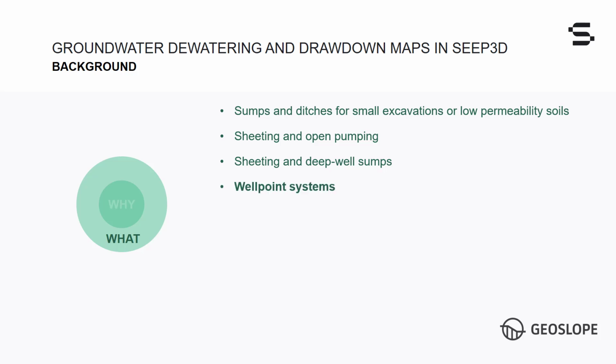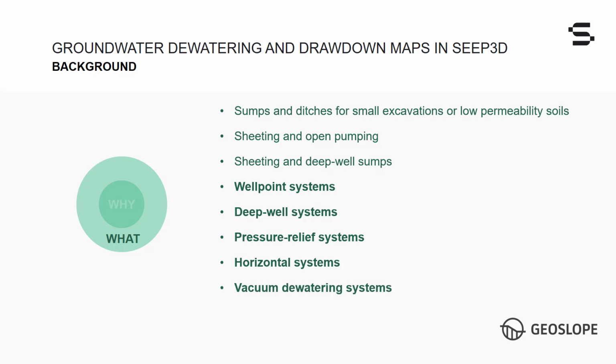well point systems in which small wells are connected to centrifugal pumps, deep well systems in which large diameter wells are connected to submersible or turbine pumps, pressure relief systems in which well points or deep wells are used to decrease artesian pressures, horizontal systems in which horizontal pipes are projected from shafts or wells, vacuum dewatering systems for fine-grained soils in which well points are connected to vacuum pumps, and finally, electro-osmosis systems for very fine-grained soils in which well points are combined with the flow of electricity.